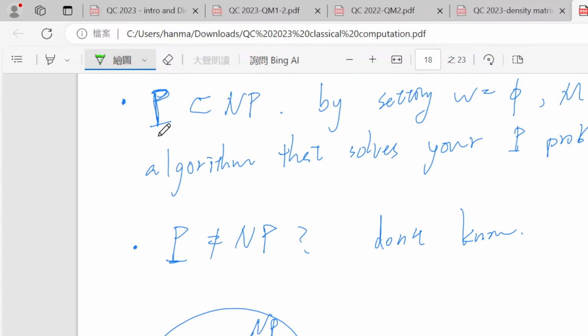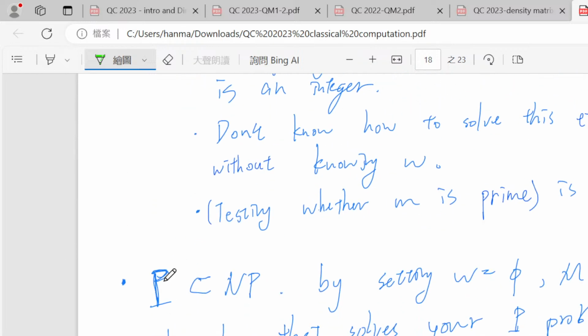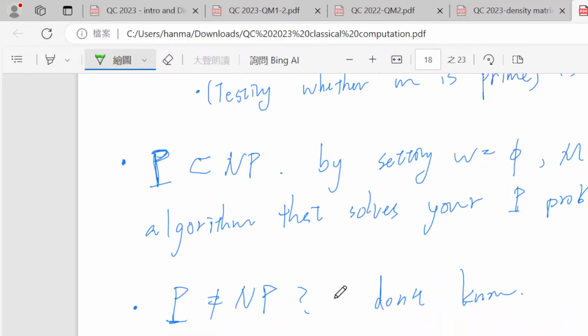So that means if a language is in P, then it's actually also in NP. It's easy to prove. You just say that if you can solve the problem in polynomial time, then you can also verify it in polynomial time. Because you really don't need a witness here, you just have your verifier run whatever algorithm solves your P problem, and the answer will verify whether it's yes or no.